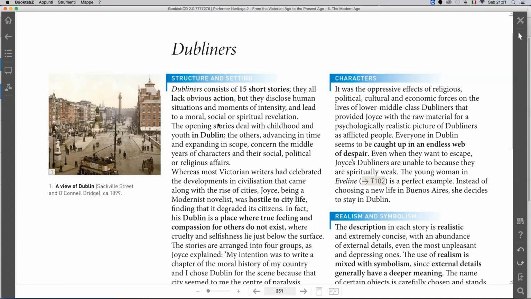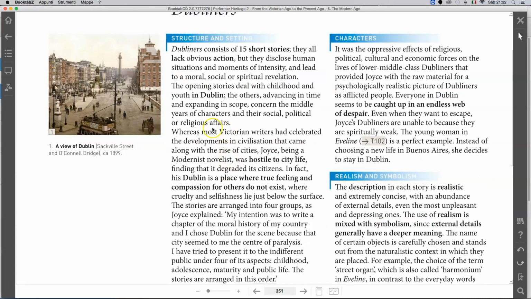The opening stories of Dubliners deal with childhood and youth in Dublin, which is the city in which all the events take place. And after the childhood, the other stories advance in time and concern the middle years of the characters and their social, political, and religious affairs.